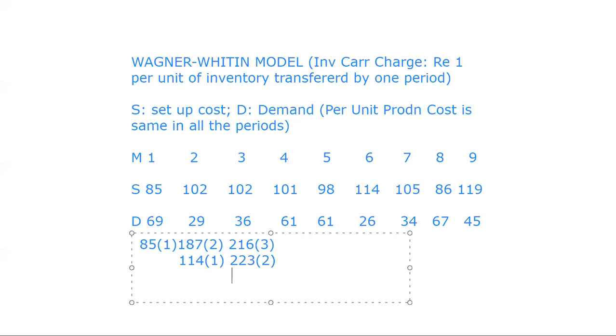Yes, because you have 36 into 2 here, since production is in period number 1. 29 has been incurred for 1 period and 36 has been incurred for 2 periods, because 36 units of inventory is transferred from period 1 to period number 3, right? So my cost is 85 plus 29 plus 36 into 2. Can somebody calculate and tell me how much it is? 186.